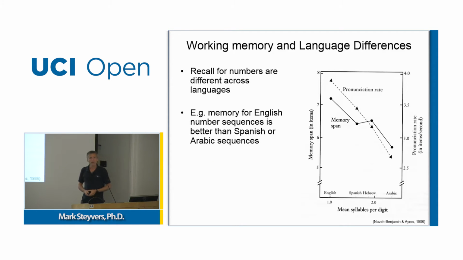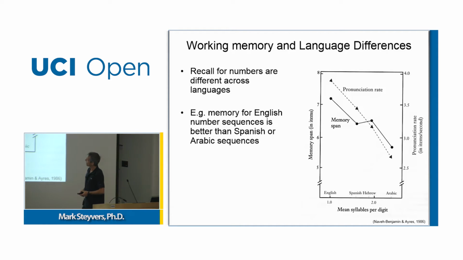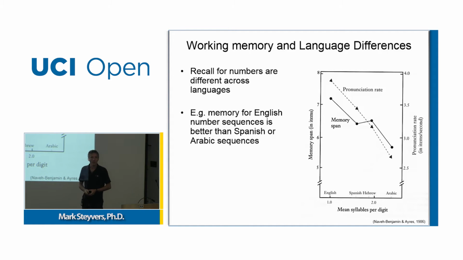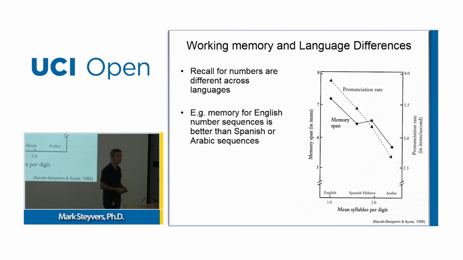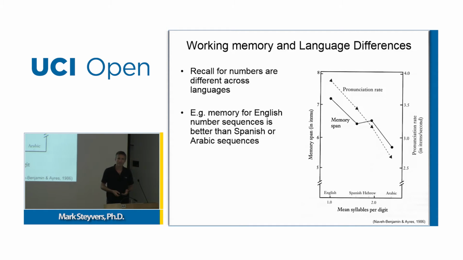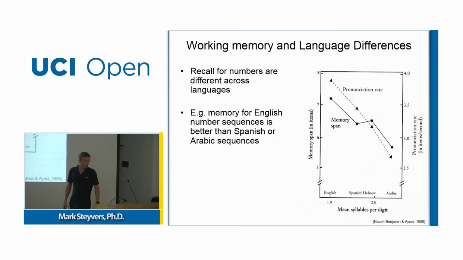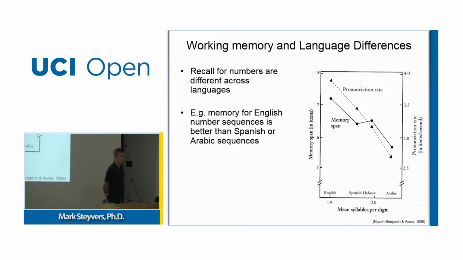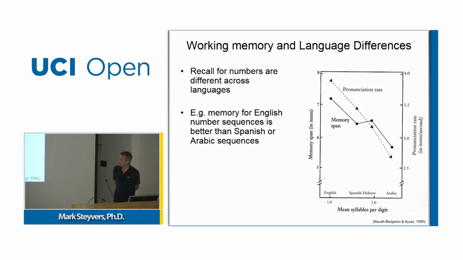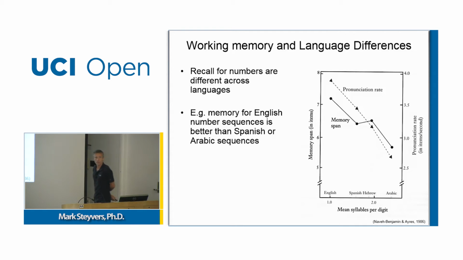Now that has some interesting practical applications. Languages are different in terms of how long it takes you to pronounce digits. So this is a convoluted graph that actually shows something very simple. So never present data in this fashion. This is unnecessarily complicated. The horizontal axis shows the language variation from English to Spanish, Hebrew, and Arabic. And it measures the mean number of syllables per digit.